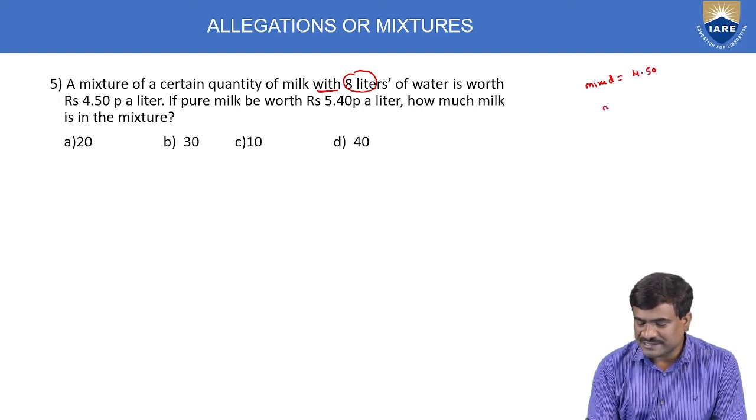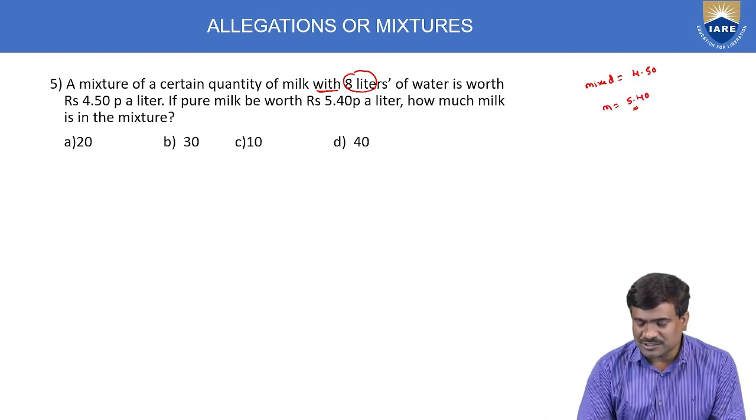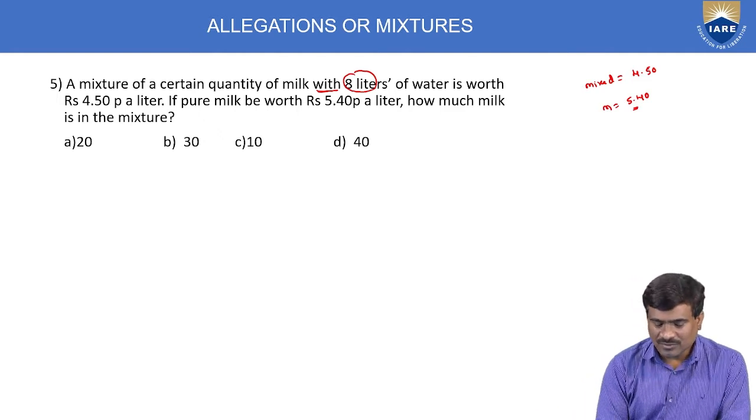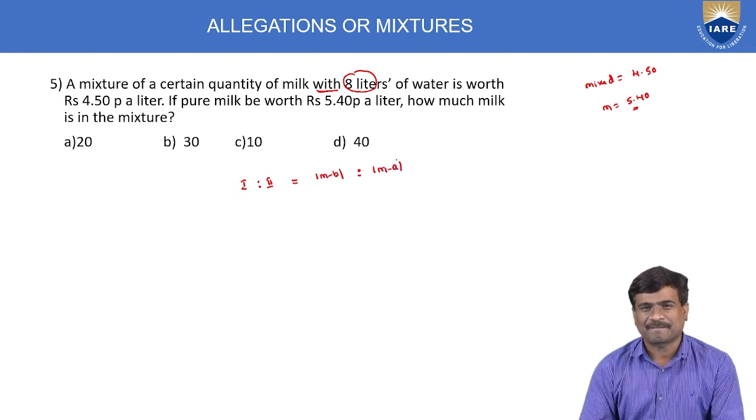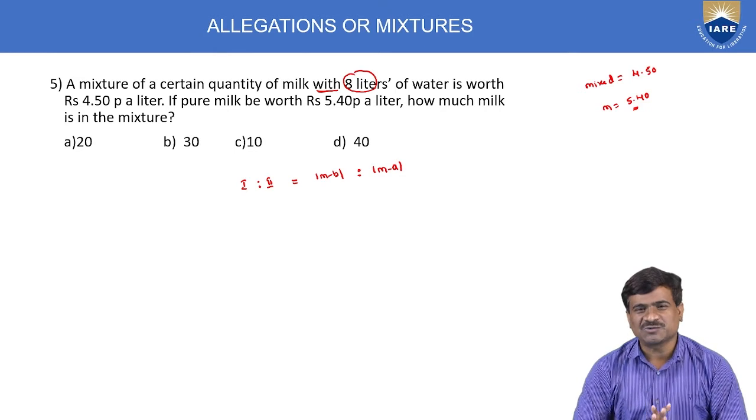Next, the milk price is 5.40. Find the milk quantity. Notation: a mixture means type 1 is to type 2. Type 1 is to type 2 is equal to modulus of M minus B is to modulus of M minus A, where A indicates water and B indicates milk.